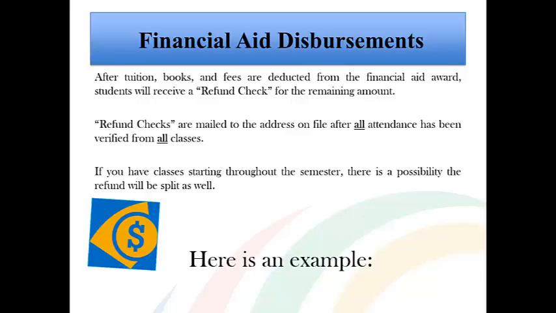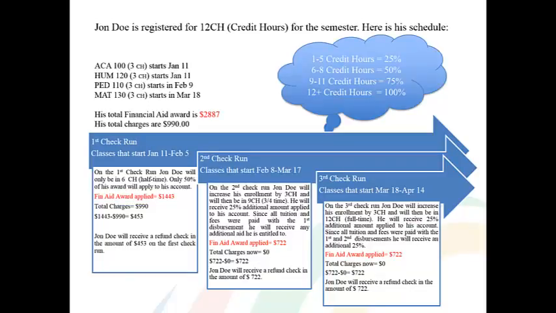Here is an example. John Doe is registered for 12 credit hours for the semester. Here is a schedule. ACA 100, which is 3 credit hours and starts January the 11th. Humanities 120, 3 credit hours, starts January 11th. PED 110, 3 credit hours, starts February 9th. And Math 130, which is 3 credit hours and starts March the 18th. His total financial aid award is $28.87 for the semester. His total charges are $990.